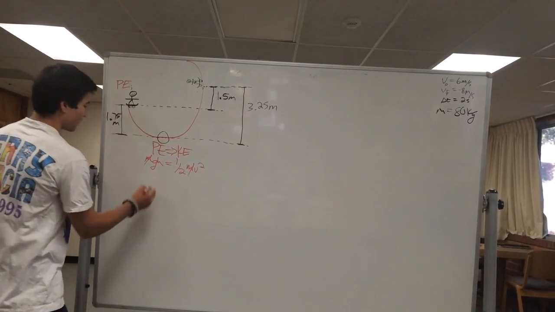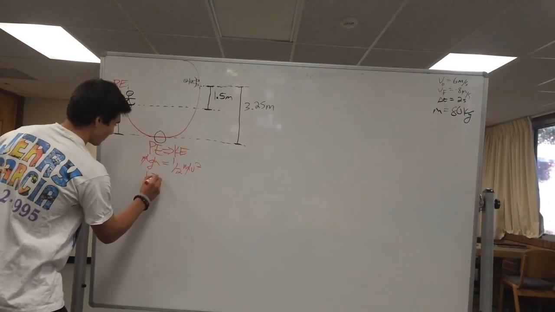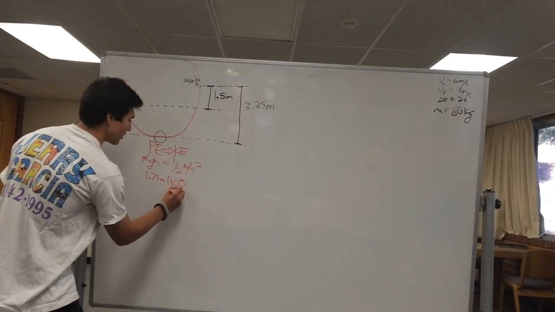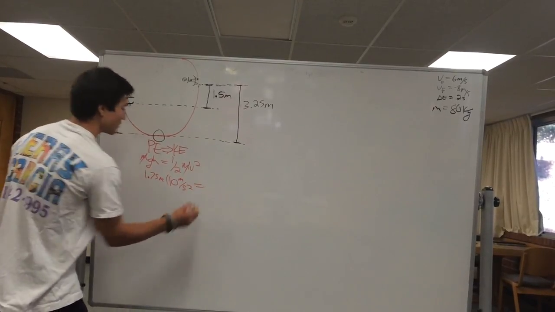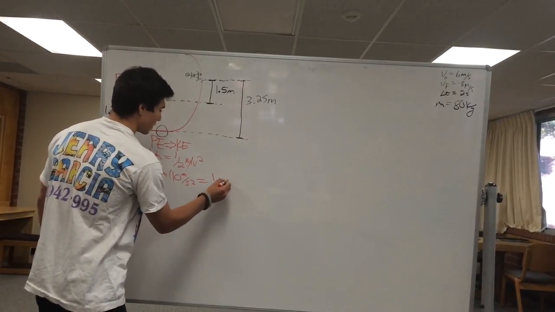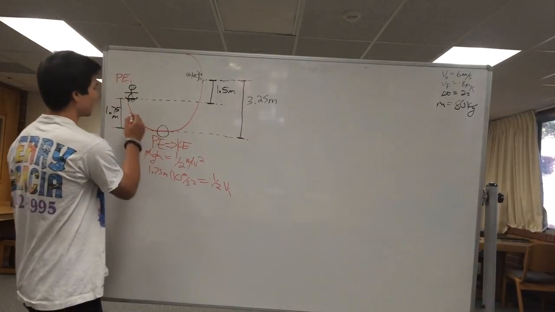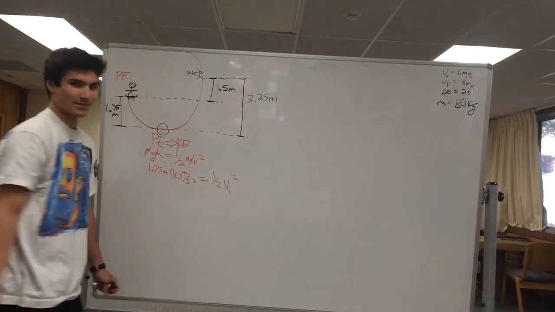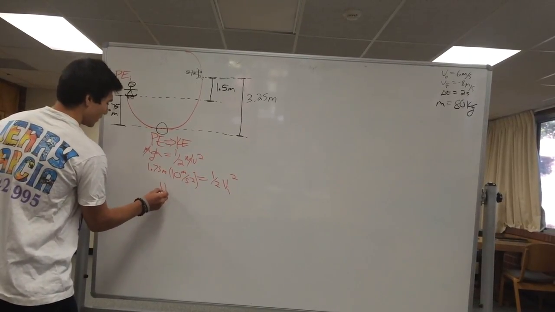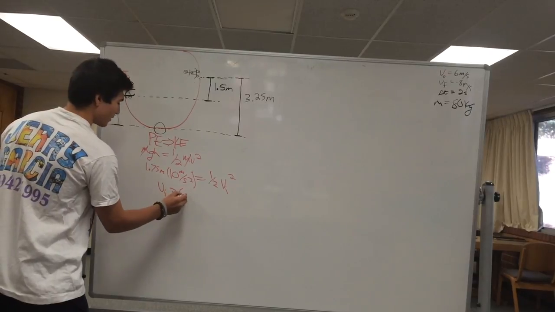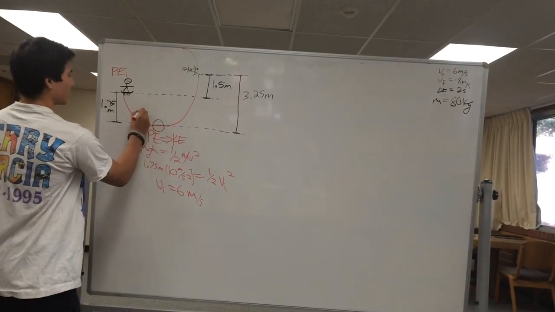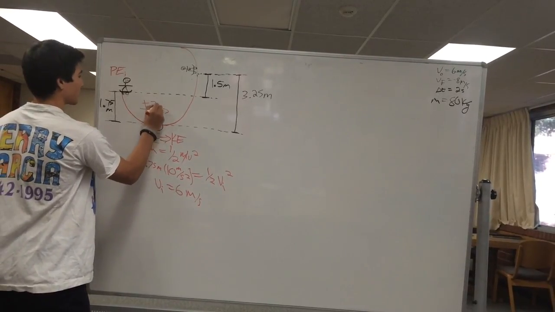From this height, 1.75 meters times the acceleration of gravity, 10 meters per second squared, is going to be equal to 1/2 of the initial velocity at this point, squared. So solving for that, we get V initial is equal to 6 meters per second, considering that this is the positive x direction.